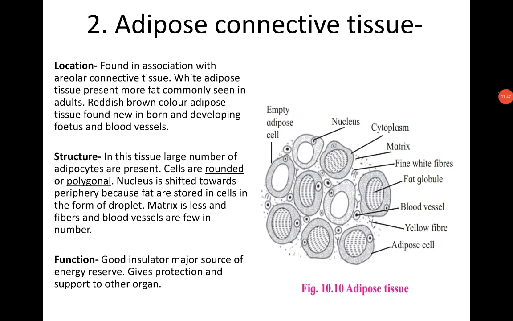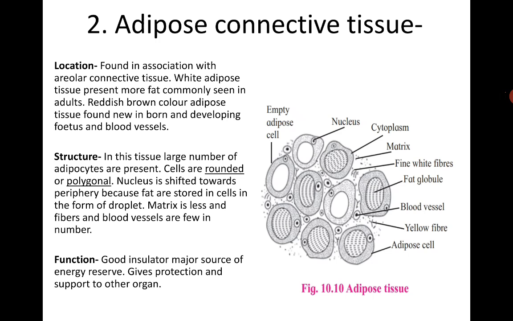In this tissue, a large number of adipocytes are present. Adipocytes: adipo means fat, cytes mean cell. The cell inside which the most quantity of fat, or fat droplets, is present is called an adipocyte.